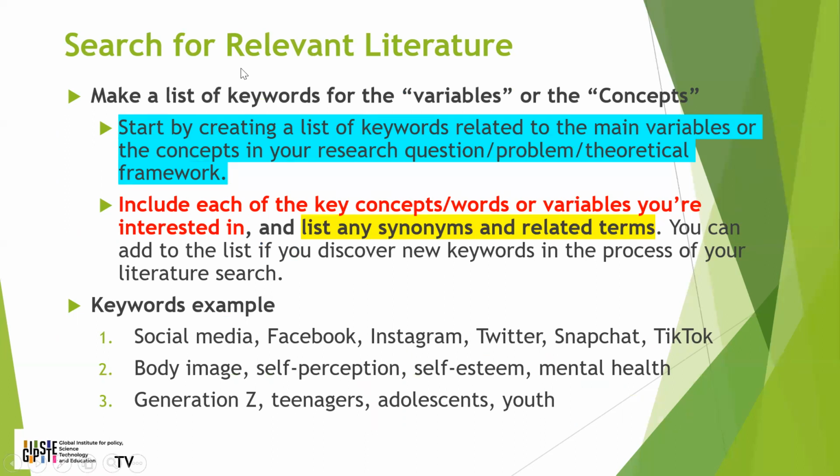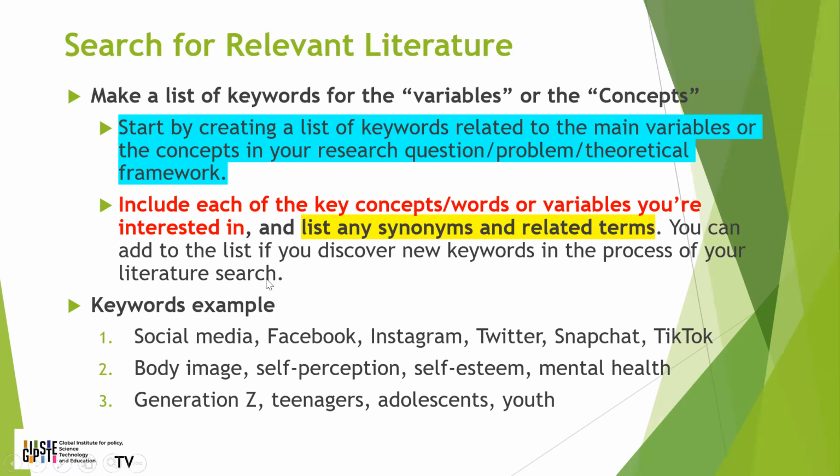In order to search for the relevant or related literature, you need to make a list of keywords for the variables or the key concepts that you find in the problem statement, the theoretical framework, and the research question. So start by creating a list of keywords related to the main variables or concepts in your research question, problem, or theoretical framework. Here, you must include each of the key concepts or variables you are interested in, and list any synonyms and related terms associated with them. You can add to the list if you discover new words in the process of your literature search.